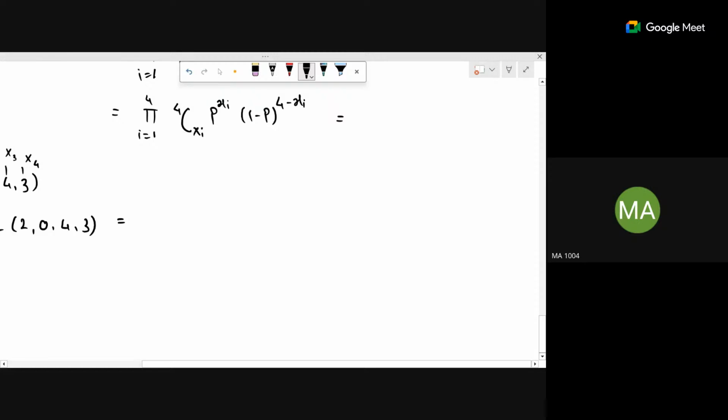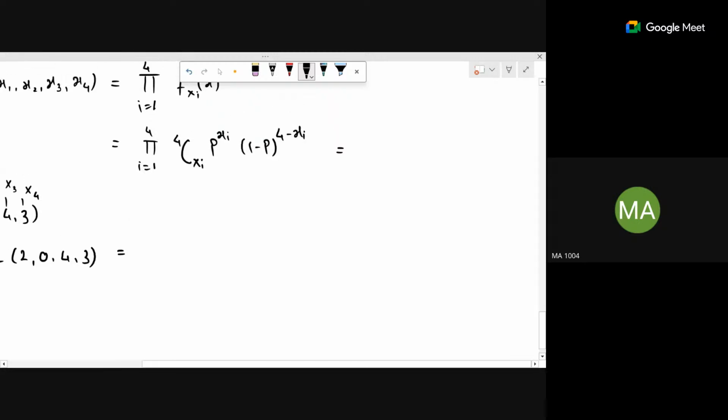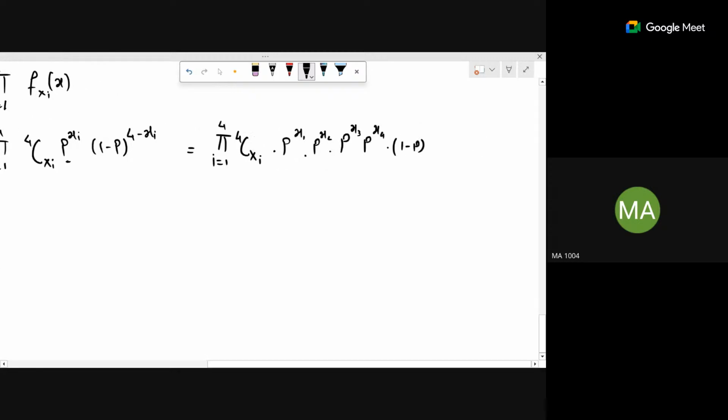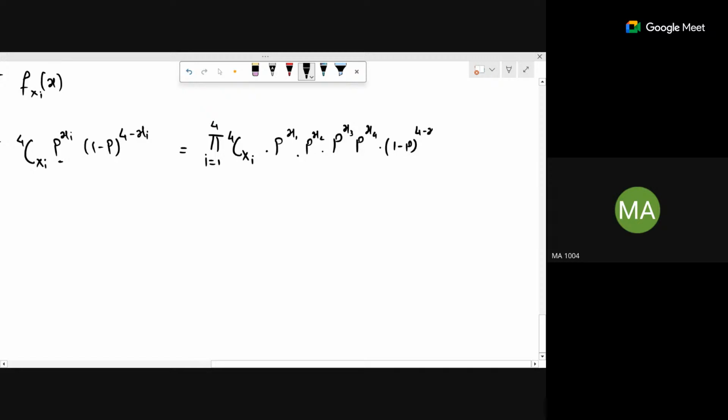If you want to see how to do it directly, then in generalized form, this is the product for i equal to 1 to 4 of 4cxi. This will remain as it is, there is no change. And p raised to the power xi: if you multiply, it is p raised to the power x1, p raised to the power x2, p raised to the power x3, and p to the power x4. Similarly, 1 minus p raised to the power 4 minus x1.